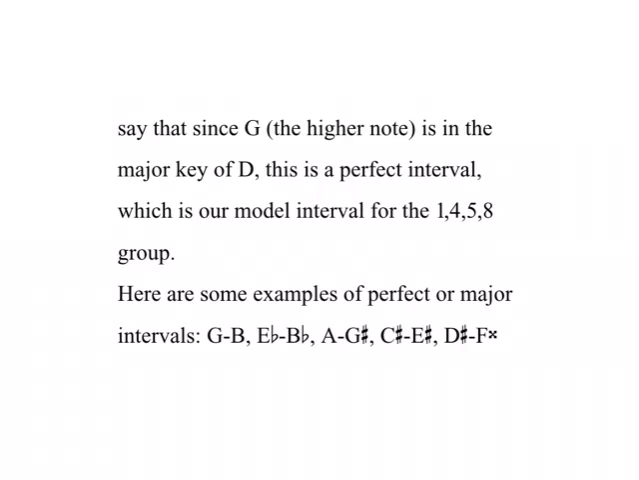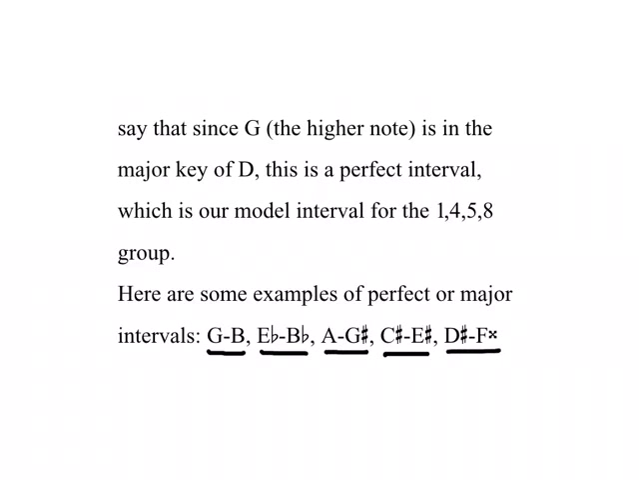So here are some examples of perfect or major intervals. From G up to B is a major third. From E flat up to B flat is a perfect fifth. From A up to G sharp is a major seventh. From C sharp to E sharp is a major third.